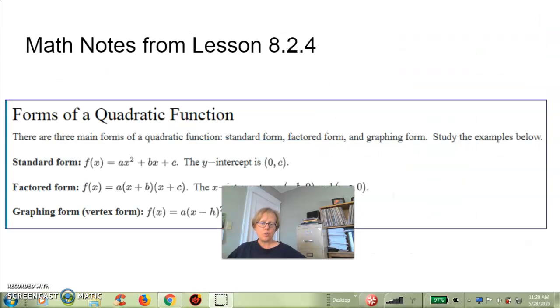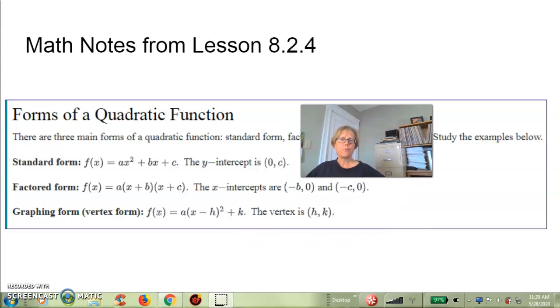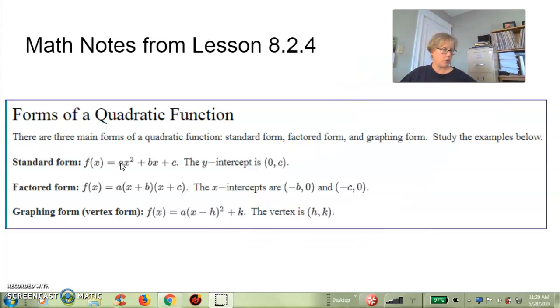I took this page right out of your CPM book. I'd like you to take a look down here at each of these forms, and they actually tell you right in the book what each is used for. So here's the standard form, and they tell you that the y-intercept is going to be 0, and then whatever c is. We discovered that on the previous slides.